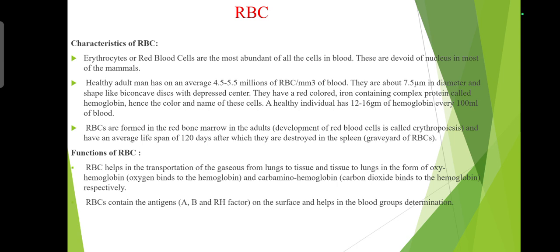Oxygen binds to the hemoglobin, forming oxyhemoglobin, and carbon dioxide binds to the hemoglobin, forming carbaminohemoglobin. RBCs contain the antigens A, B and Rh factor on the surface and help in blood group determination.